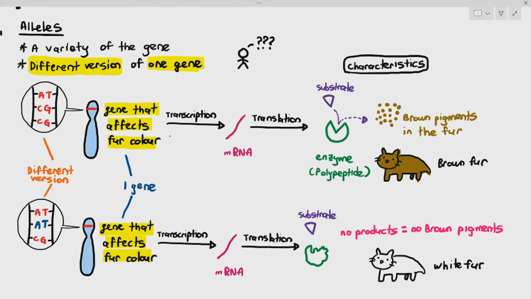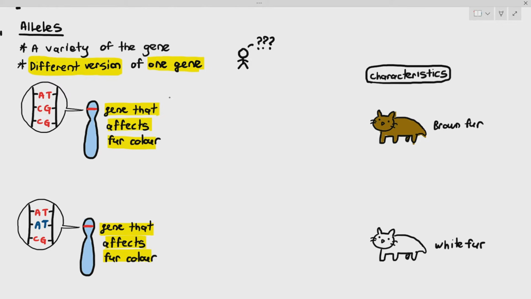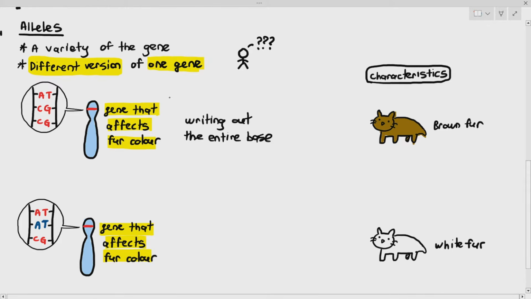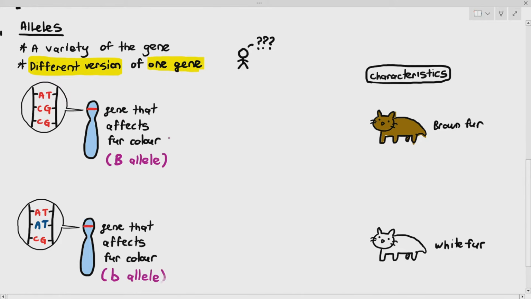In order to simplify this whole thing, we can put it like this, okay? The gene that affects the fur color. Now, writing out the base sequences can be a bit of a hassle because you have to write out ATCGCG for the top one and ATATCG for the bottom one, and base sequences in genes can be extremely long as well. So in order to save time, scientists will just represent the gene at the top with alphabets. We will use a capital B for the one at the top as an example and a small b for the one at the bottom.